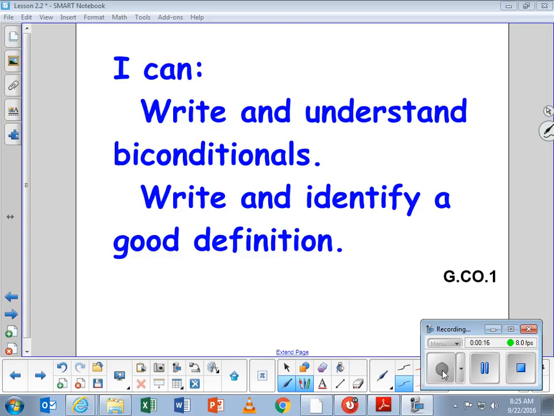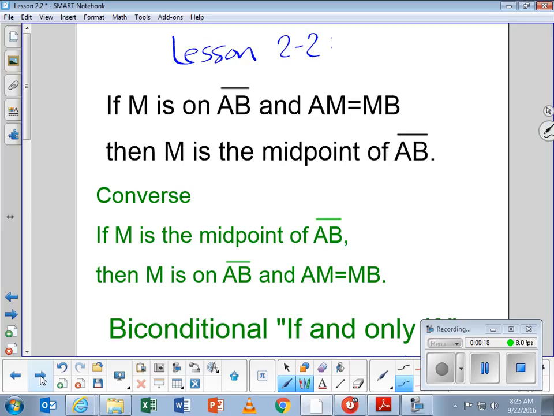Okay? So to begin with, let's review this converse real quick. If M is the midpoint on segment AB and AM is equal to MB, then M is the midpoint of segment AB. Go ahead and write this down. Actually, I'm going to pause this while you copy this down, and then we'll talk about it.